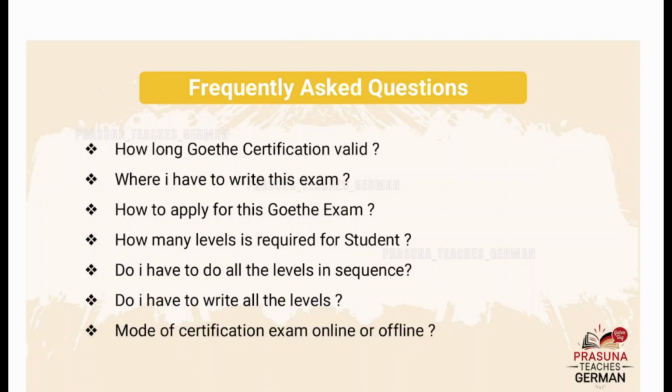How many levels are required for a student? For a student, mostly A1, A2 is enough. Maybe it depends on the course and on the university. It might be up to B1. Do you have to do all the levels in sequence? Yeah, you have to do the levels, that is A1, A2, B1, B2, C1, C2, in sequence only.